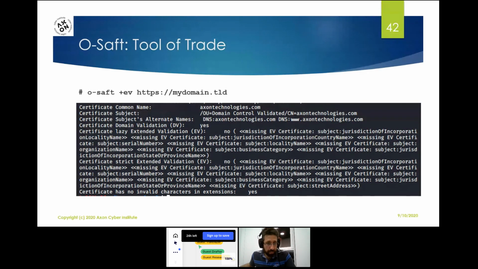So if I want to test if my target domain supports EV, extended validation, I issue the command plus EV, and all I can see here is domain validation, yes. Domain validation is actually the lowest level of validation, so it has to be yes. There is no SSL without domain validation. And extended validation says no. That means my certificate does not have the extended validation feature.